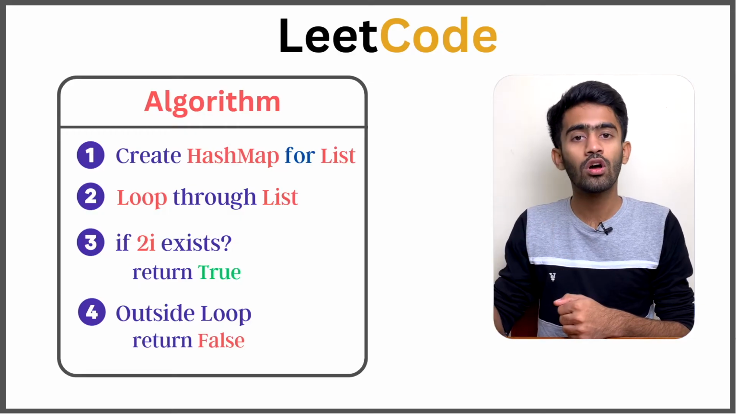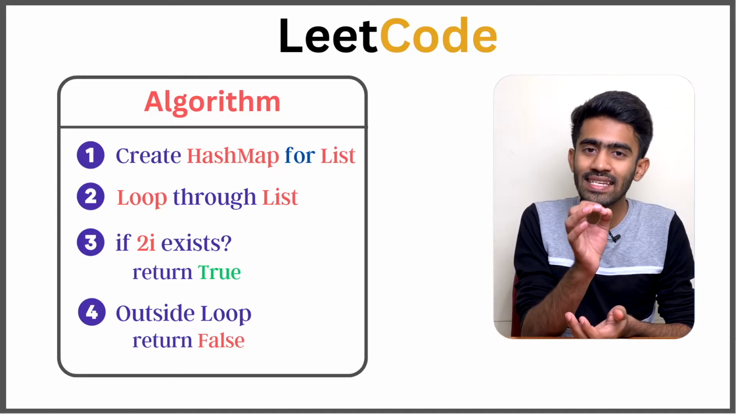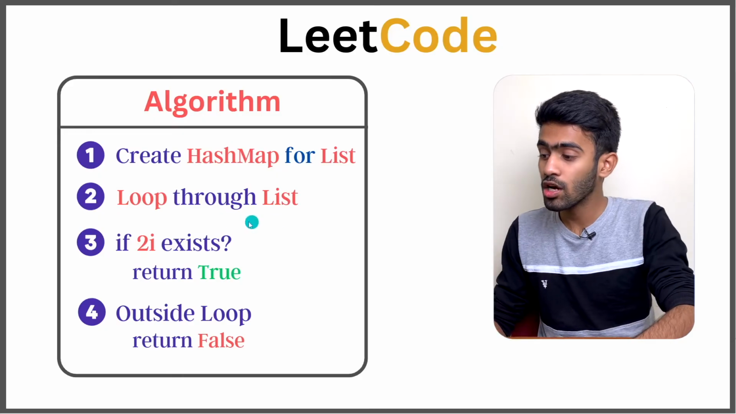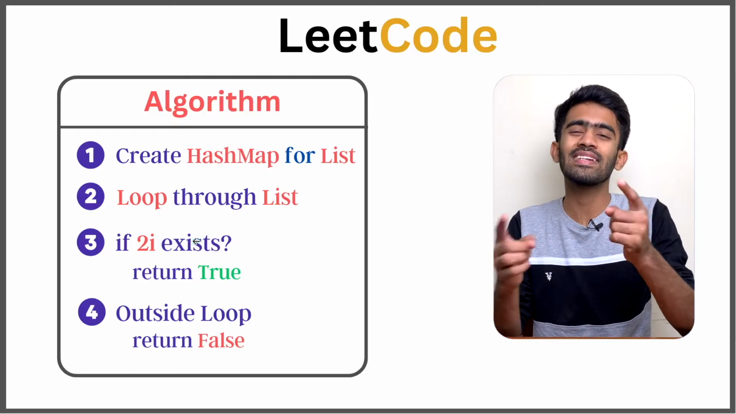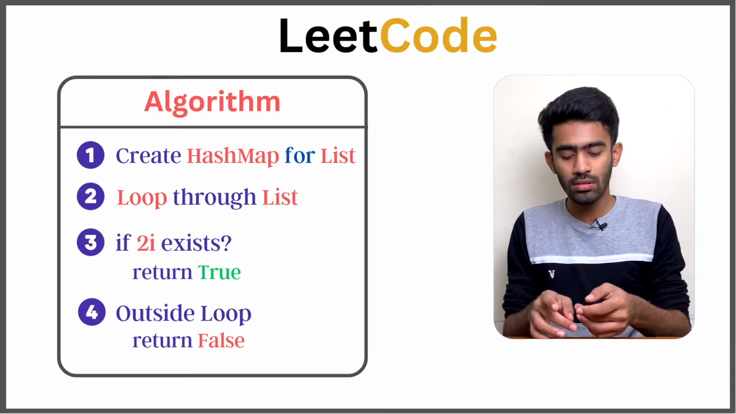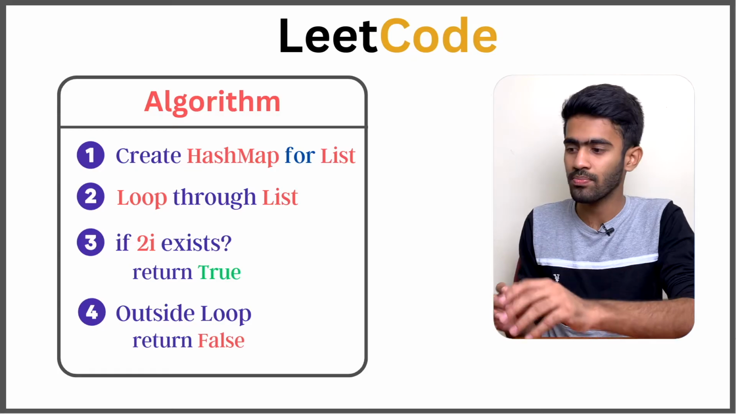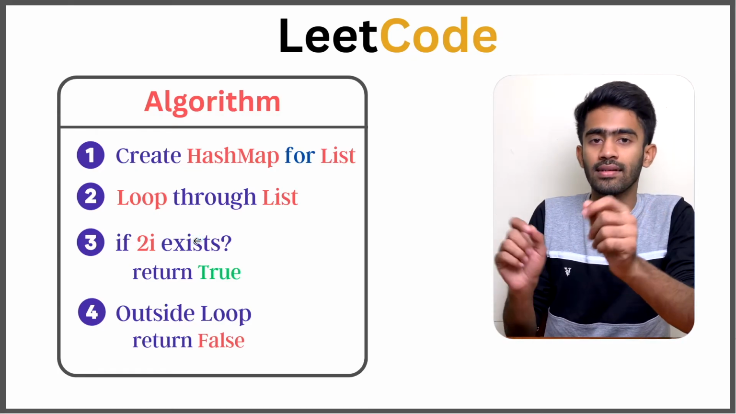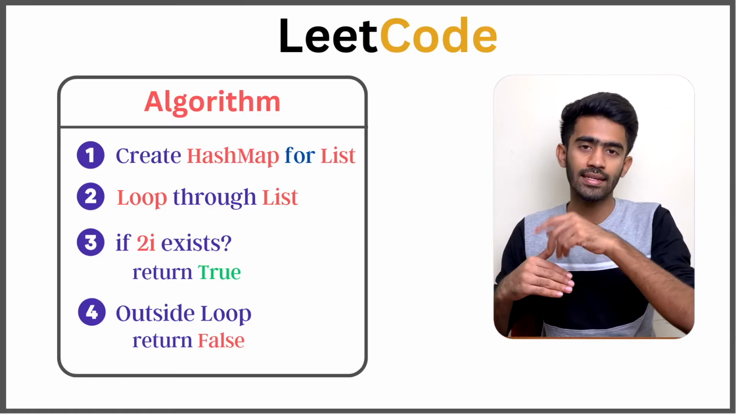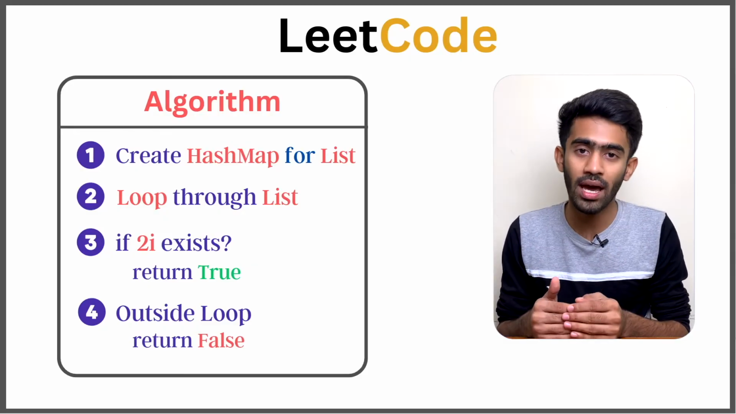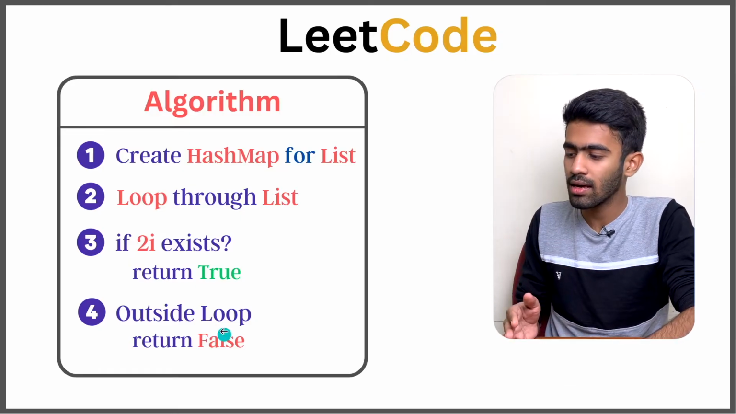The second step was to loop through the list again. For each number, we check whether 2 times that number exists in the hash map. If it exists, we also check whether the indices are not the same, because as we saw with 0, the number and 2 times that number are the same. So the indices of the two numbers must be different, that is, i and 2i should have different indices, and then we return true. Outside the loop, after checking all the numbers, if we did not find a number and its double, then there is no such pair, hence we return false.